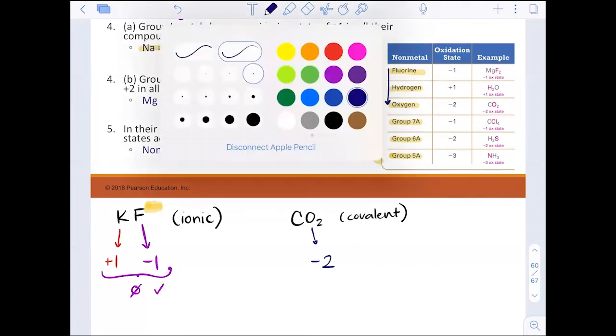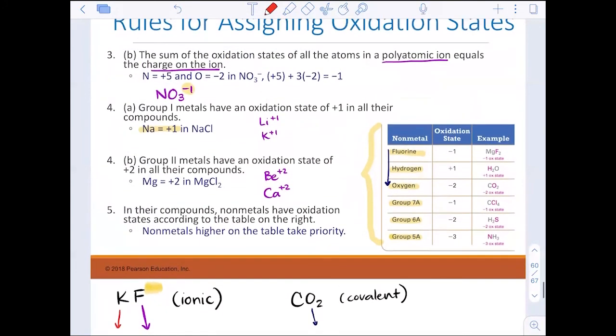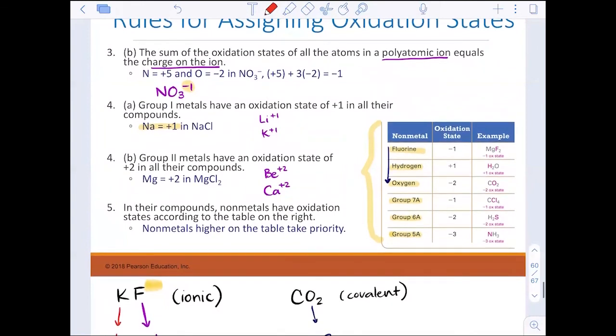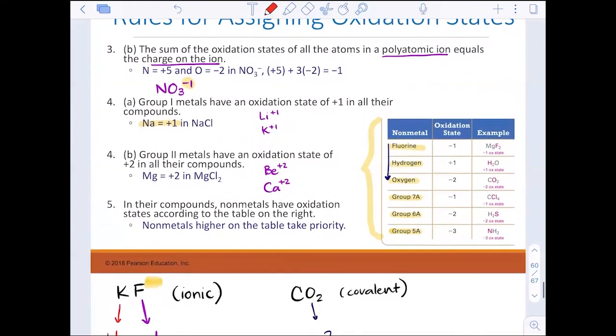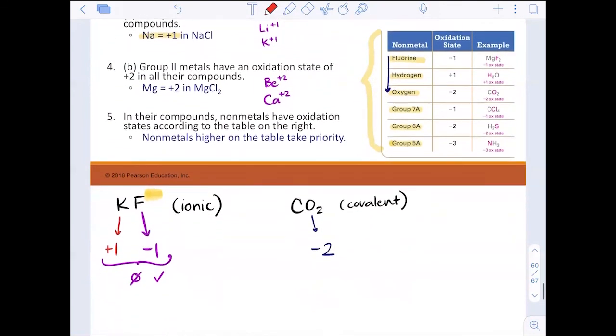Now notice that carbon is nowhere on the chart. So what I actually have to do is solve. Whenever we want to find the oxidation state of the last element in my compound, I have to solve for it, utilizing rule number 3b: the sum of all the oxidation states of the atoms in a compound is equal to the overall charge. The overall charge of this covalent compound is 0. So whatever carbon is, I'm going to add it to 2 times -2, and it should equal 0.